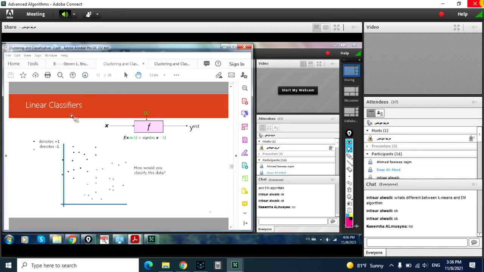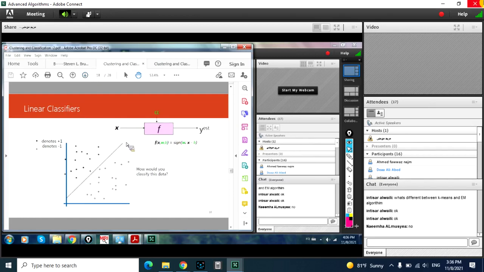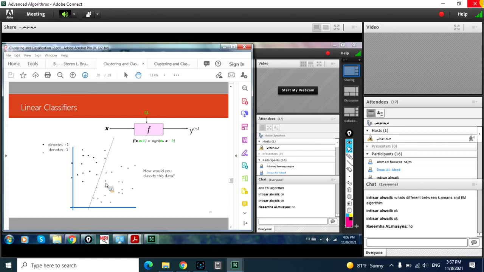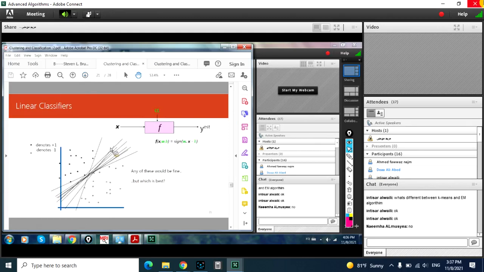If we want to have a linear classifier, for example, we can consider this line. Another one said that this line is also good. It seems that this line is good. Another one said, okay, this line is also good. Anyway, we can consider many lines. Which of them is good? Which of them is the best?